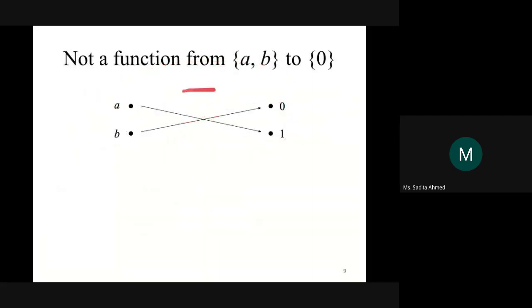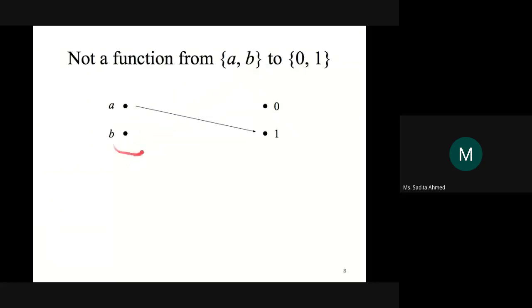So if you remember the examples of the functions, here, for example, this one was not a function. Why was this not a function, from A, B to 0? Because one is not in the codomain element. But in terms of the definition of the function, for this set and this set, why is this not a function? A is not mapped, exactly. An element from the domain is not mapped. So this is not a function because of that.